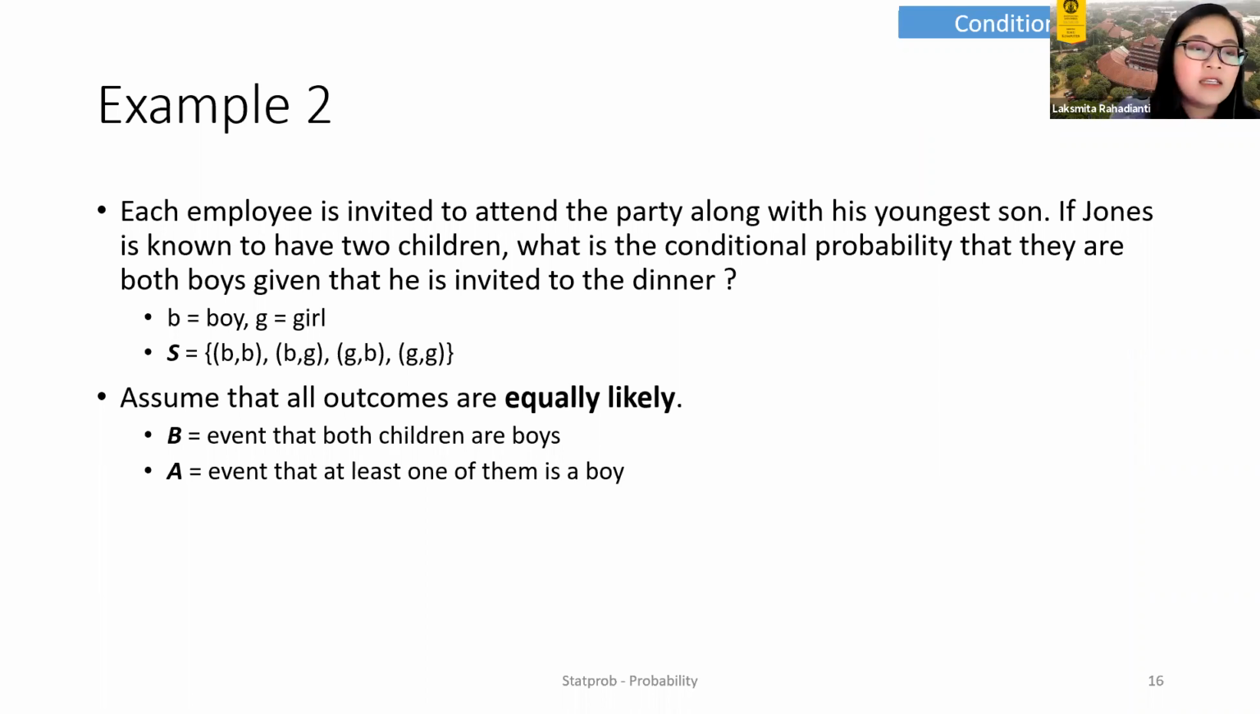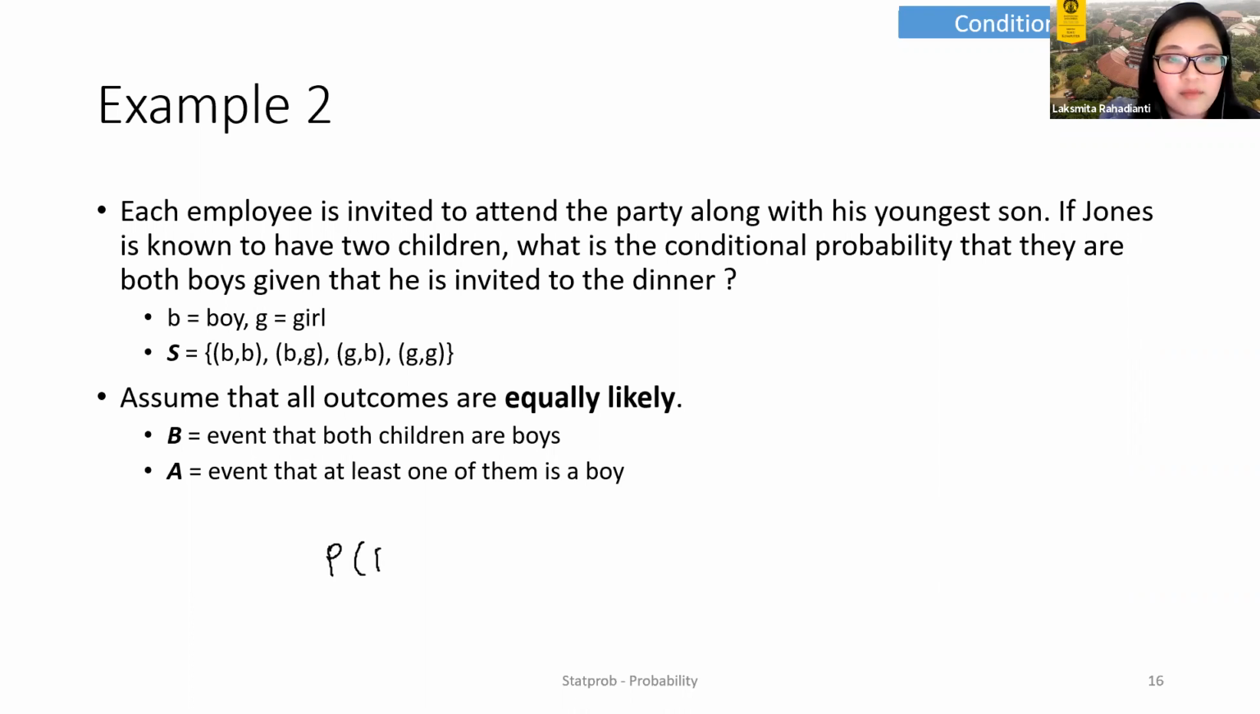So these are the cases. We define the events correctly. B is boy, G is girl, and the sample space is thus as follows, because we know that he only has 2 children. And we assume that the outcomes are equally likely. B is the event that both children are boys, and A is the event that at least one of them is a boy. And thus, what is the conditional probability that they are both boys?